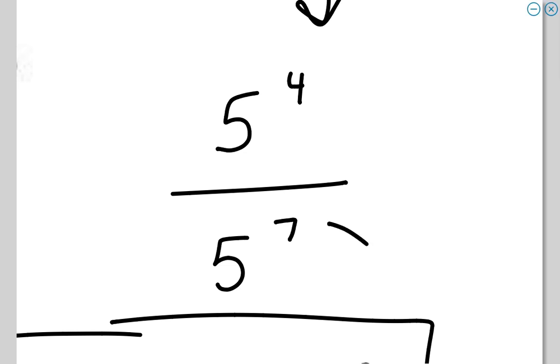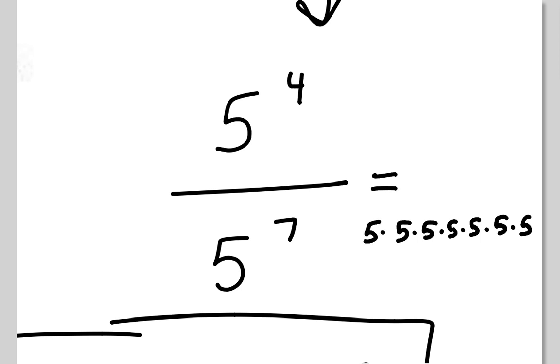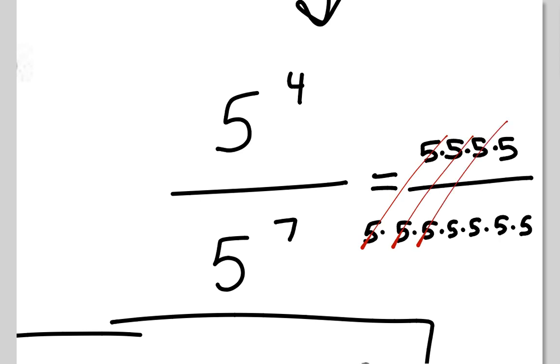I wonder if you could write it out, if you had enough room. 5, 5, 5, 5, 5. Something's wrong with the random number generator. 5, 5. That was a joke, by the way. The 5s cancel, you agree? How many are left over? In the bottom. So this equals 1 over 5 cubed, like that.